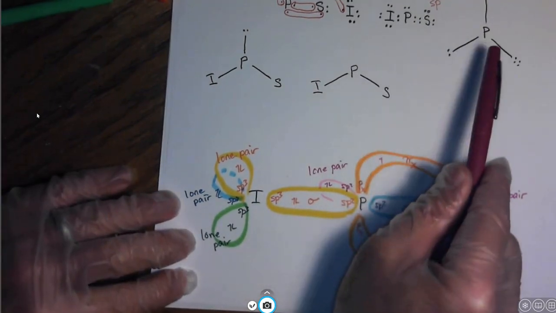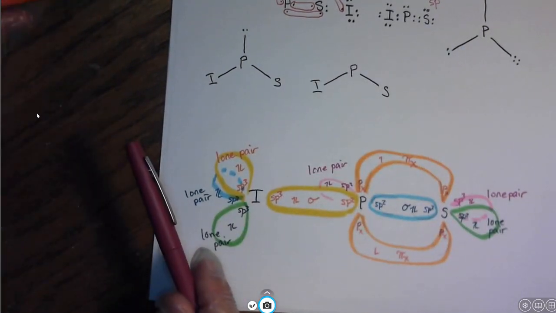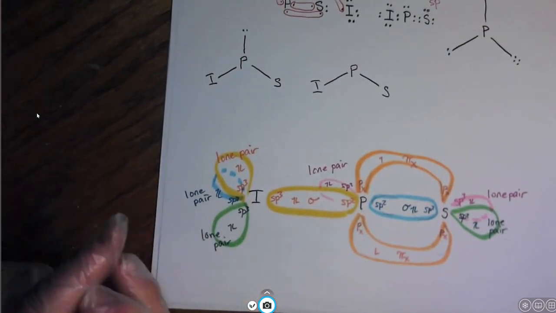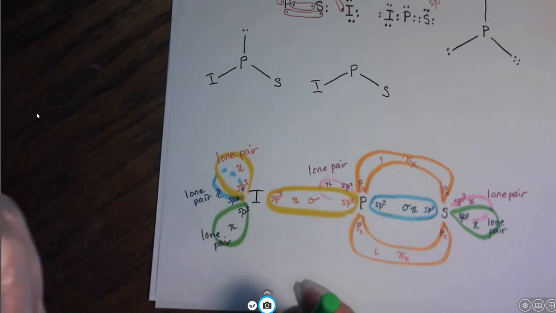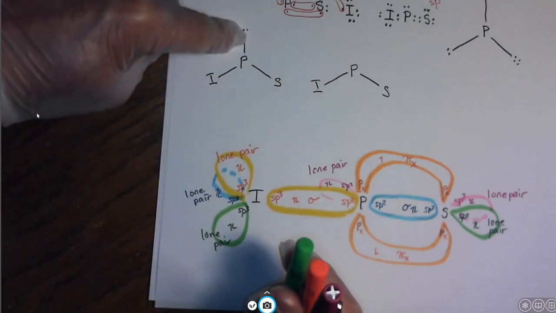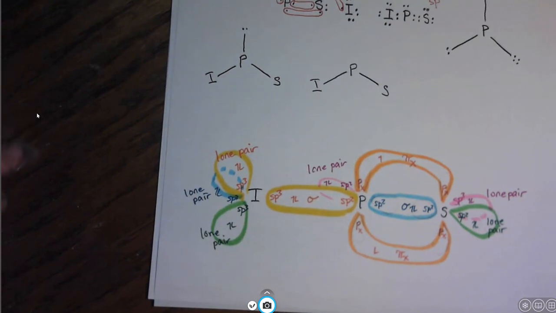So this one doesn't come out to be tetrahedral. This one has to be trigonal planar, which then, when you go through the process and eliminate the lone pairs, you end up with a bent molecular shape.